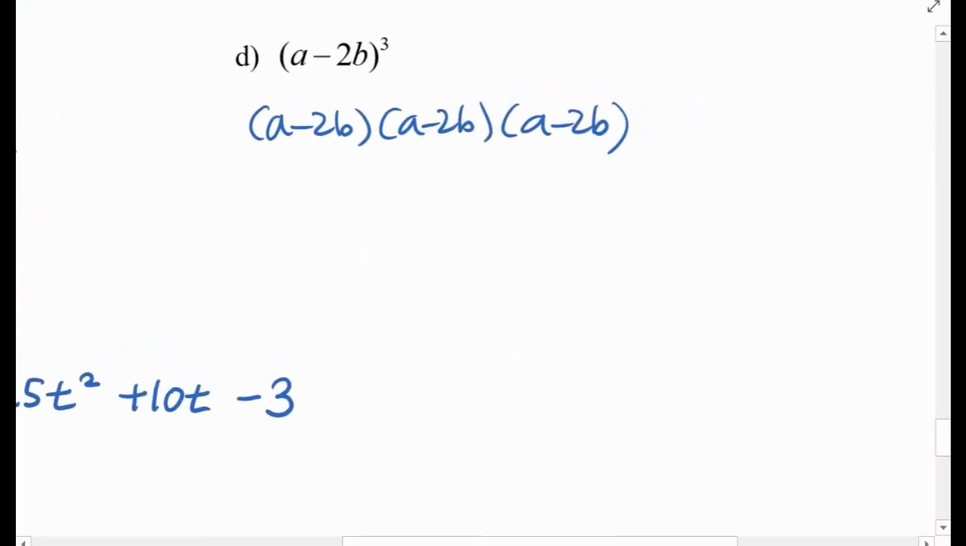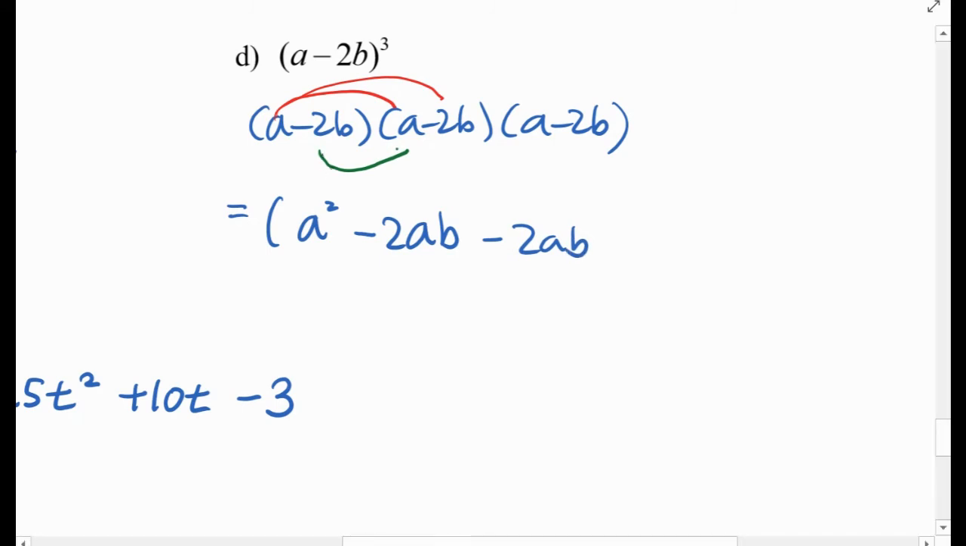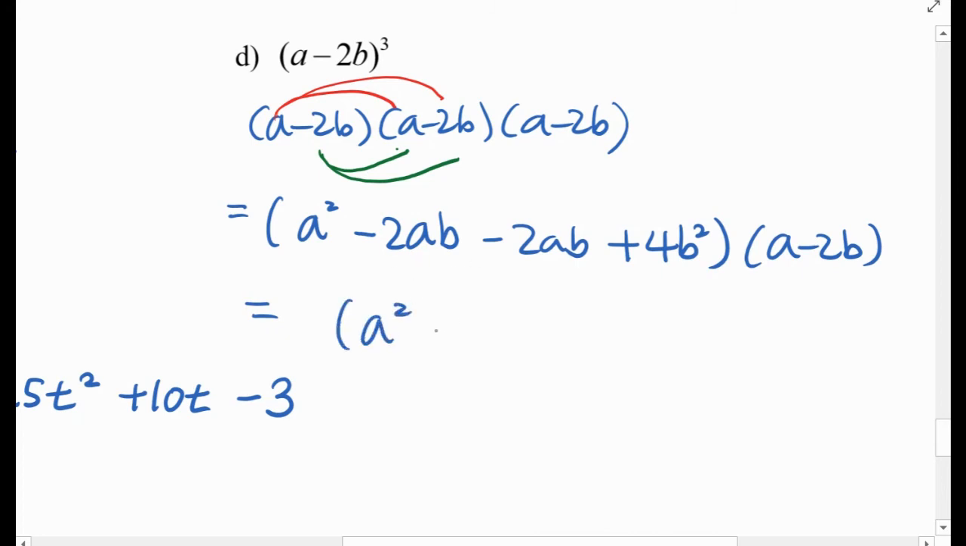Right, next. a squared. So open a bracket. a squared and a times negative 2b, negative 2ab, negative 2b times a, that is negative 2ab, and negative 2b times negative 2b is positive 4b squared, a minus 2b. a squared, negative 2ab, negative 2ab, negative 4ab plus 4b squared, a minus 2b.